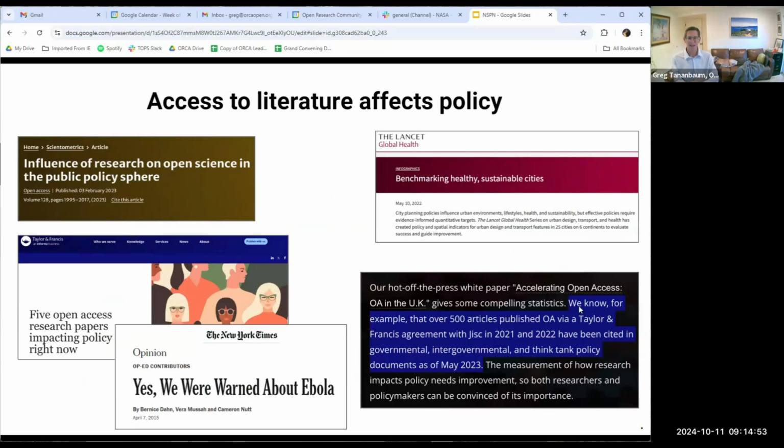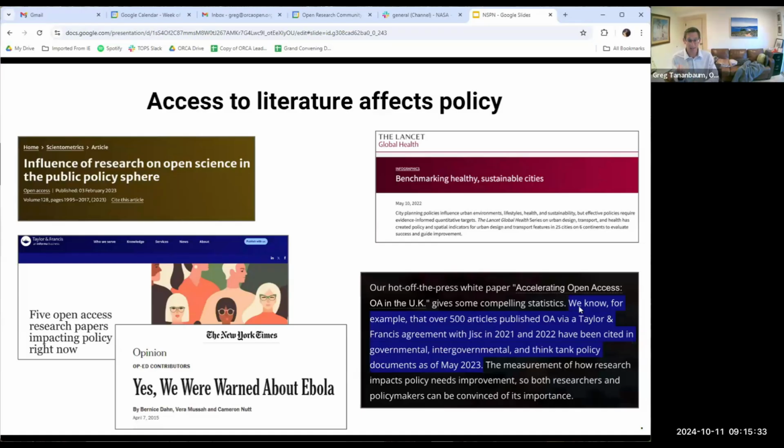formulate legislation and regulations and governmental strategy, that they can more easily do that if they actually have access to that information, right? The through line there is fairly obvious to see. The Lancet, which is one of the more esteemed titles in scholarly publishing, has recognized this by making policy and spatial indicators for urban design and transport from 24 cities across 6 continents freely available, so that municipalities can evaluate their own policies and see what's working and index on that.